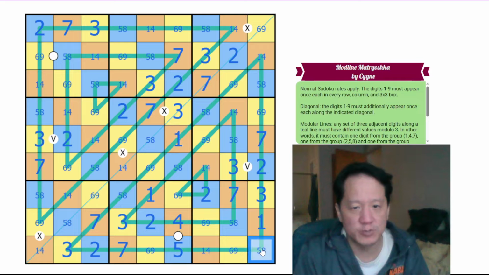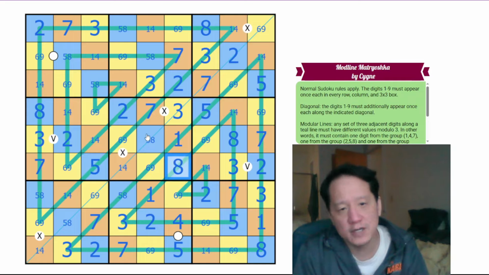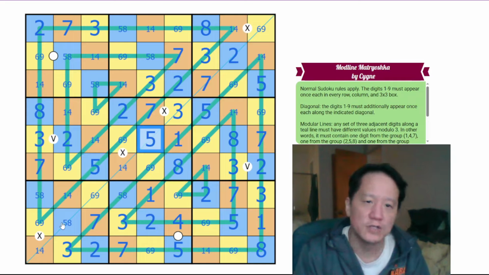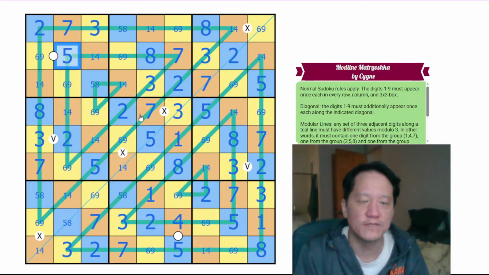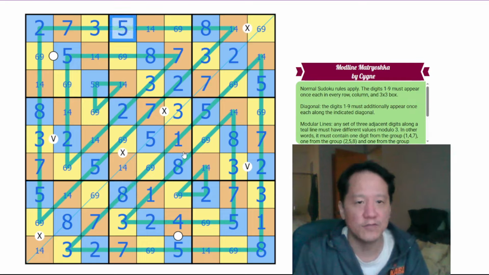This is 5, which makes this 8, which makes this 5, which makes this 8. 8 eliminates 8 here, so it's 5 and 8. 8 eliminates 8 here, so it's 5, which makes this 8, which makes this 5, which makes that 8, which makes that 5, which eliminates 5 here, so it's 8 and 5. Which eliminates 5 here, so it's 8 and 5.